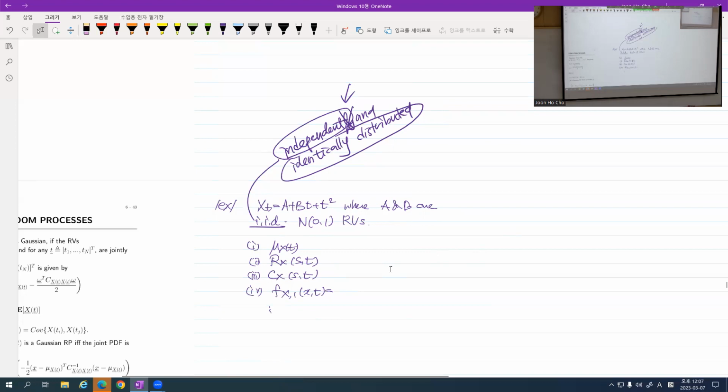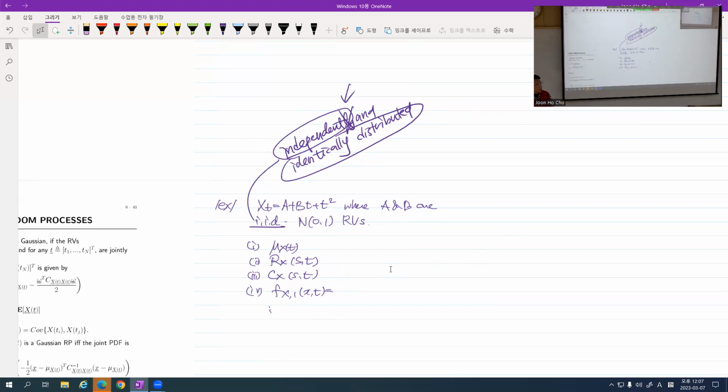Anyway, so we have a random process. And let me ask you a question. At every time instant t, you have a random variable, right? Is it a Gaussian random variable?